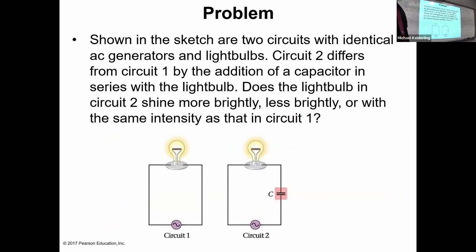So here we have two circuits with identical AC generators and light bulbs. Circuit 2 differs from circuit 1 by the addition of a capacitor in series with a light bulb. Does the light bulb in circuit 2 shine more brightly, less brightly, or with the same intensity as that in circuit 1? So remember that these AC generators are producing a fixed voltage.